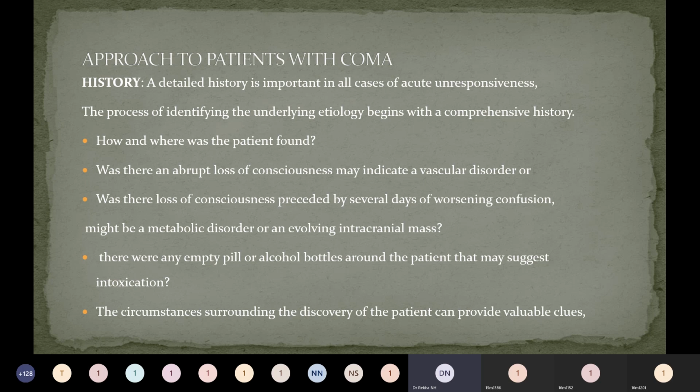History regarding the coma itself, that is, history regarding the present state. How and where was the patient found? Was the patient found at home, or outside the home? If it is at home, were there any witnesses? Was there any abrupt loss of consciousness? Abrupt loss of consciousness usually indicates a vascular disorder. Or the loss of consciousness was preceded by several days; the attenders may give a history that the patient was totally all right a few days back, and there is a slowly progressing loss of consciousness or altered sensorium.